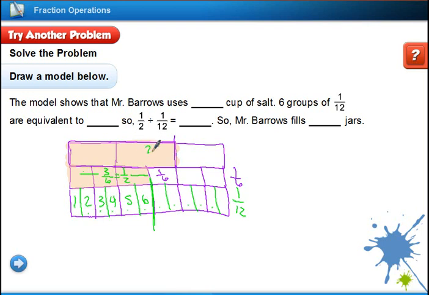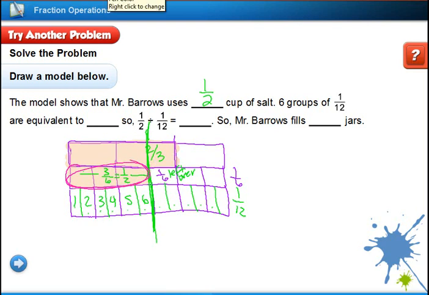Again, remember, we started with 2/3. We had 1/6 left over, so we don't count it. So essentially, we're only dealing with these 3/6, and we know that 3/6 is half. So we can say how many 12ths are in 1/2. The model here shows that Mr. Barrows uses 1/2 cup of salt, which we're showing you right here. This is what he uses. He uses 1/2 cup of salt.